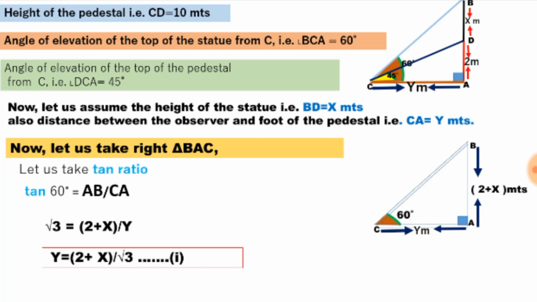Now let us take the second right triangle, right triangle DAC. If we observe this right triangle, we have the given angle 45 degrees. And for the 45 degrees angle, we have the opposite side, that is AD, which is 2 meters, and the adjacent side, that is CA, which is y meters.